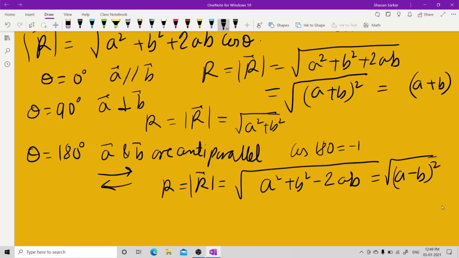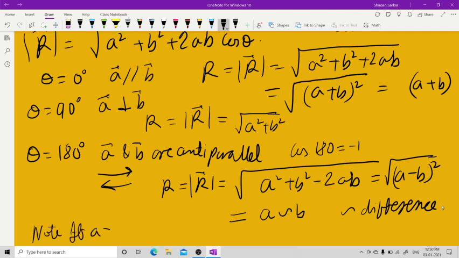Now listen very carefully. You have to write a difference b. This is difference. Because whichever is bigger: if a is greater than b, then you write a minus b, and if b is greater than a, then you have to write b minus a. That's why this is the difference. So this is the thing.